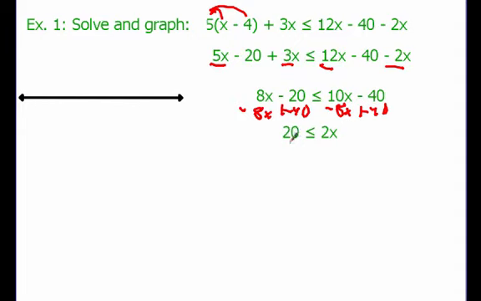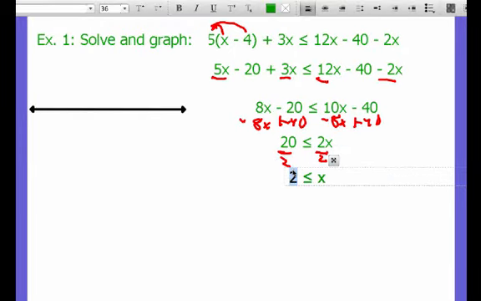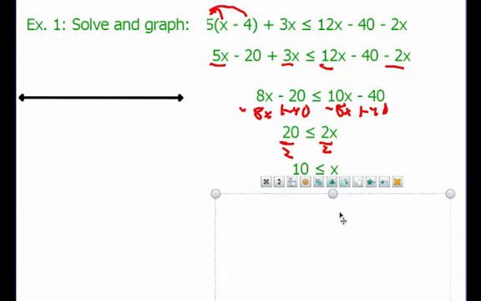And so my next step is I want to get this x by itself, so I divide both sides by 2. This is a positive number, so I don't have to worry about that symbol changing. Divide both sides by 2, and I get, that shouldn't say 2, that should say 10 is less than or equal to x.